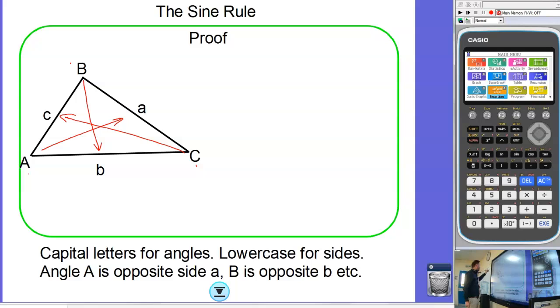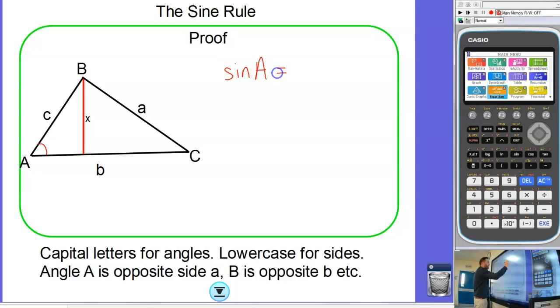You can label any one of them A, B and C as long as the side opposite it is the lowercase of that letter. Now, if I split that triangle up like this, so I make it two right angled triangles, I've just drawn this line down here. When I do that, I can now apply my right angle trigonometry to this triangle. So what have I got here? Well, if I consider this angle A here, I know that sine of angle A is the opposite over the hypotenuse. Well, in this case, the opposite is that line that we've drawn down there, x, and the hypotenuse would be c, because there's my right angle. So x over c is sine A.